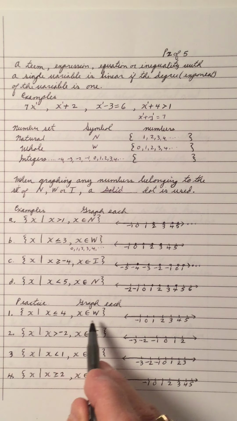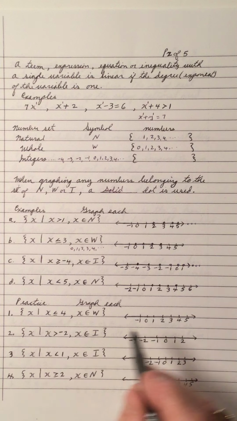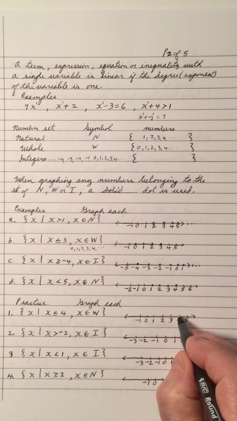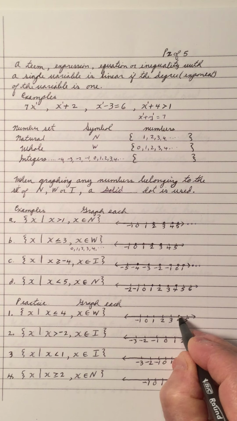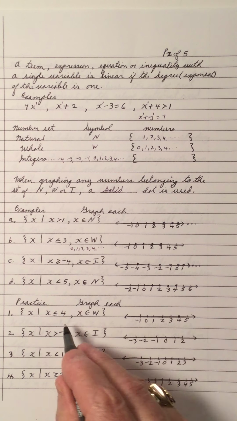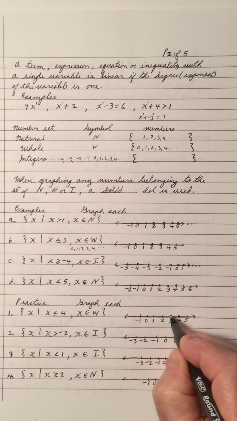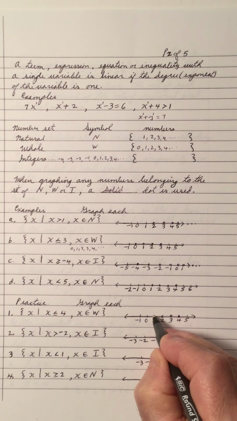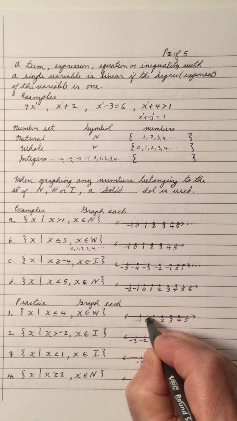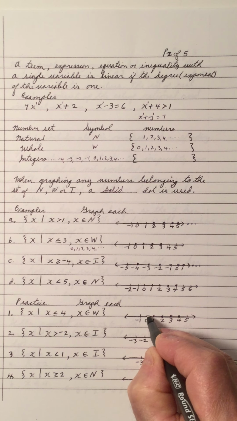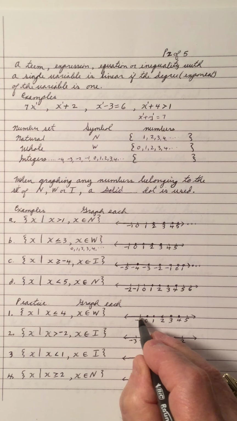Less than or equal to 4 belong to the whole numbers. So equal to 4. Remember, the whole numbers, natural numbers, and integers are just a set of dots. So equal to 4 and less than: 4, 3, 2, 1, and the whole numbers also have a 0. But we can't go any further because the whole numbers don't have a -1 or -2.